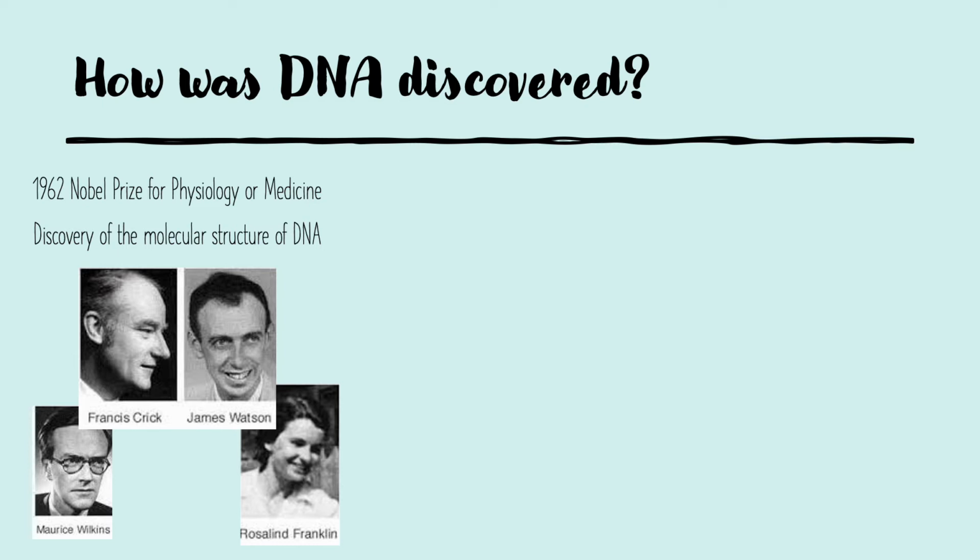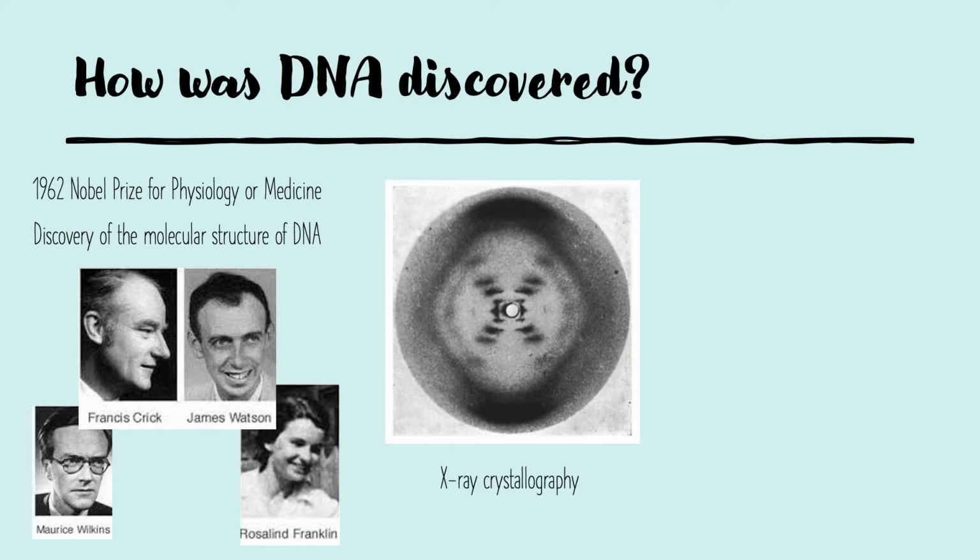So they mainly used existing data and information and pieced it together in a different way to be the first to discover this structure. Their work heavily relied on findings by Rosalind Franklin, who was not recognised for her contribution until after she died. She was an expert in a process called X-ray crystallography, exposing crystallised molecules such as DNA to X-rays, which deflects the rays in a specific pattern and gives information about the molecule's shape.